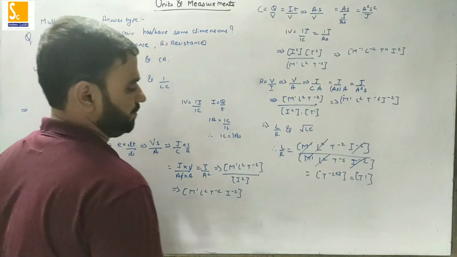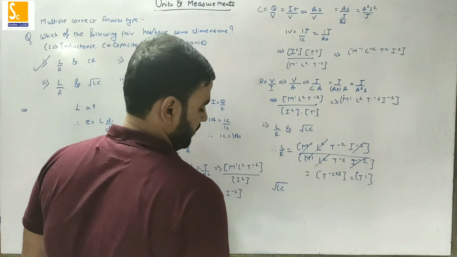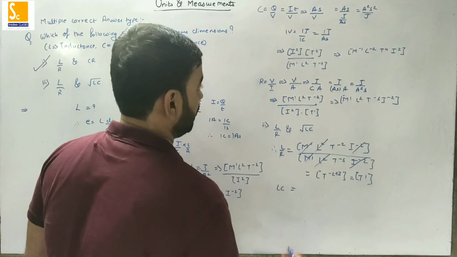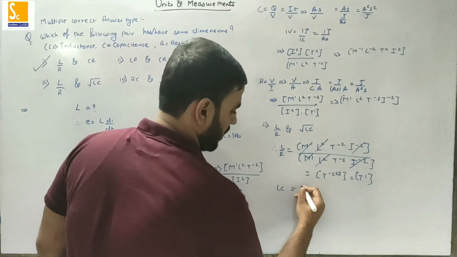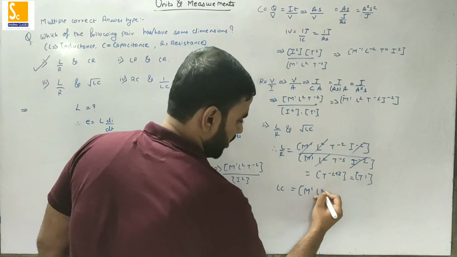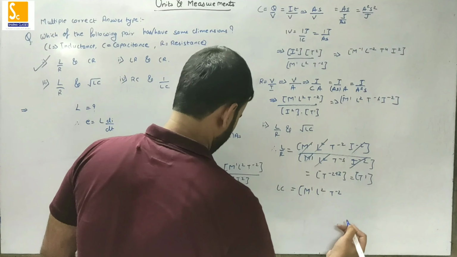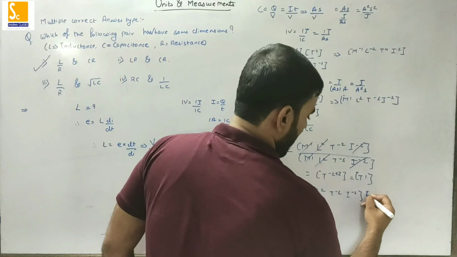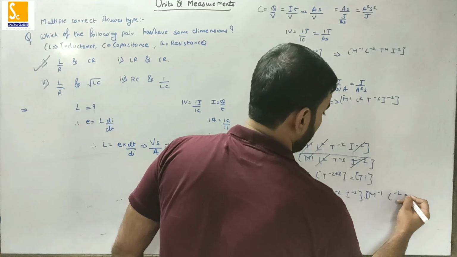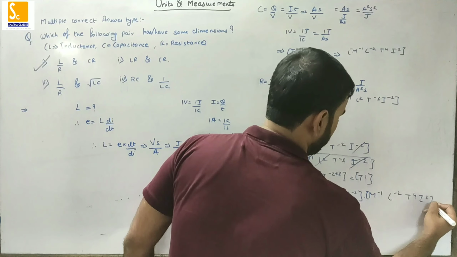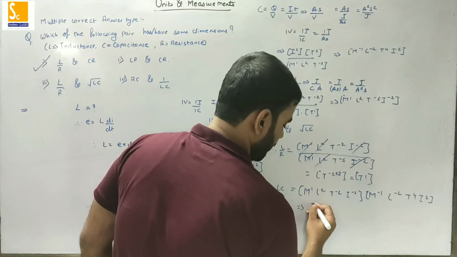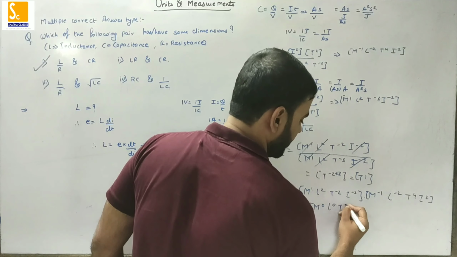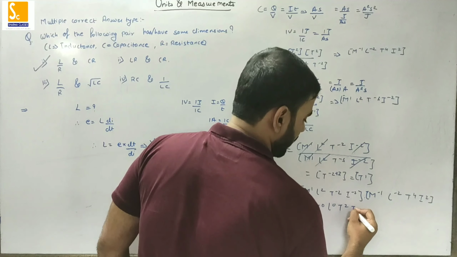Next we'll see root of LC. First I will find out for LC, then we'll go for root of LC. Okay. What is L? It's m to the power 1 L to the power 2 t to the power minus 2 I to the power minus 2, and the C value m to the power minus 1 L to the power minus 2 t to the power 4 I to the power 2. So 1 minus 1 becomes m to the power 0, 2 minus 2 L to the power 0, minus 2 plus 4 t to the power 2, minus 2 plus 2 again I to the power 0.